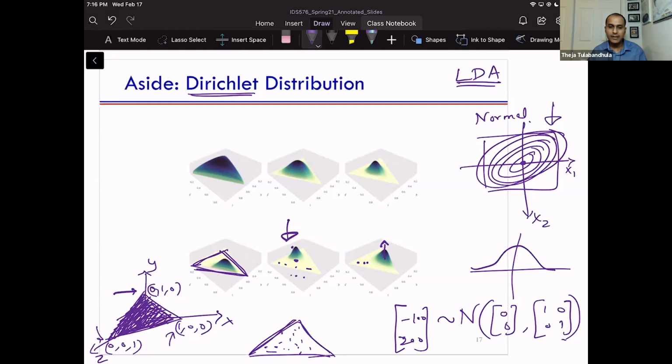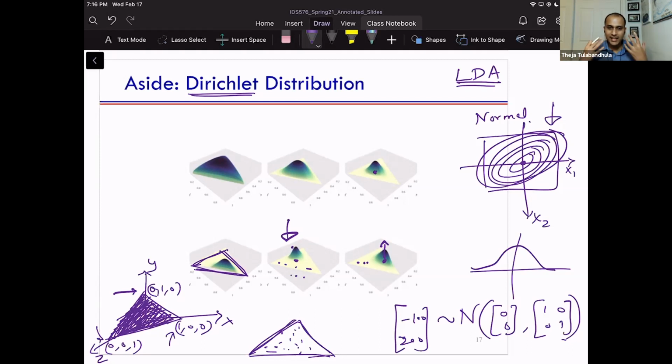And you can have different types of distributions. It can have different centers. The center is here, this one's center is here, and so on. That's all it is. A Dirichlet distribution is a distribution over this limited space, and it doesn't have to be a 2D plane, but in this illustration, we're talking about a 2D plane.